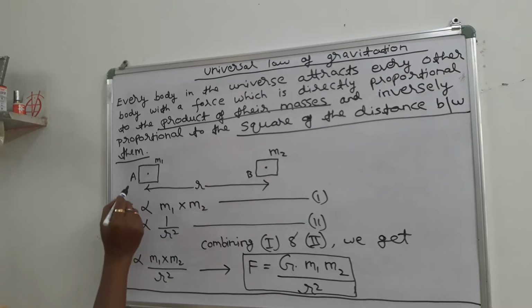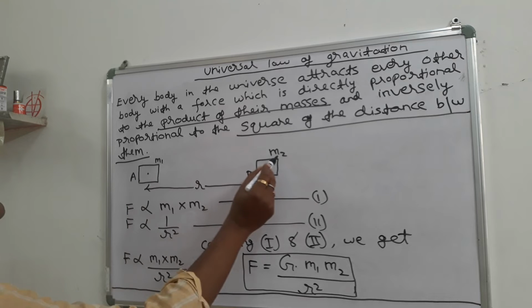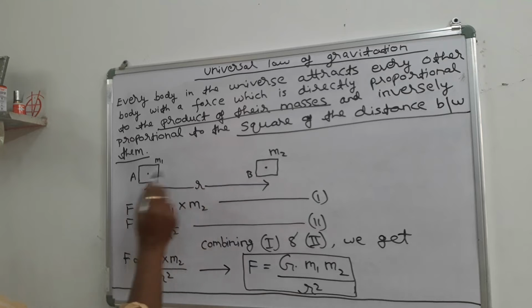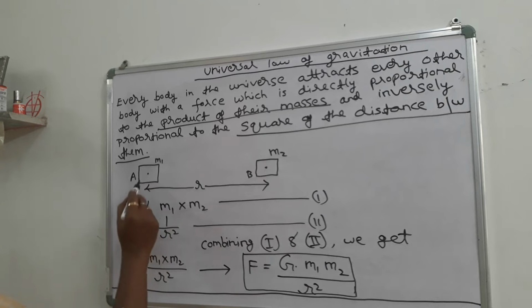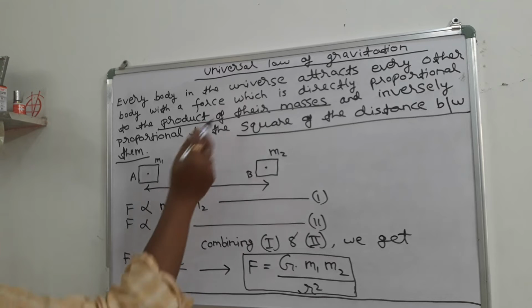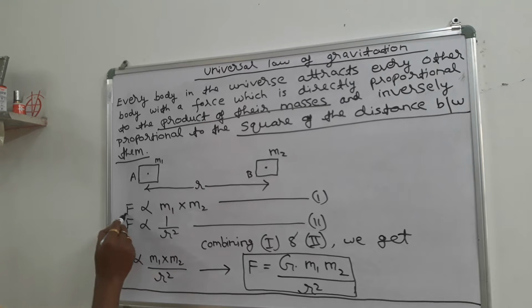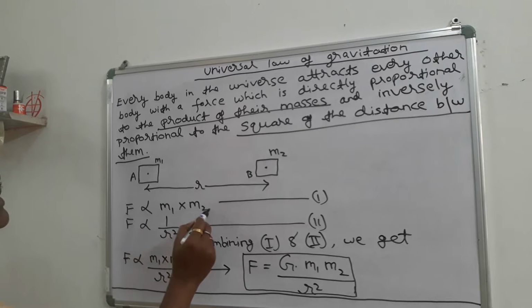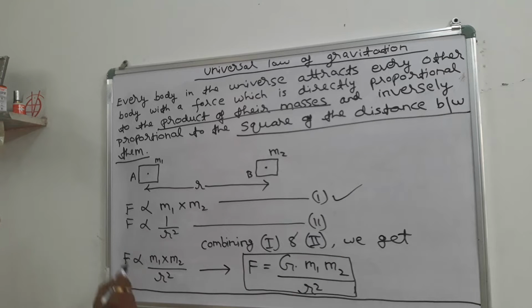Let us suppose there are two bodies A and B. The mass of body A is m1 and the mass of the second body B is m2. These are the two center points of the two respective bodies, and the two bodies are separated by distance r. So according to this law, the force of attraction is directly proportional to the product of their masses, so m1 into m2. This is the first equation.